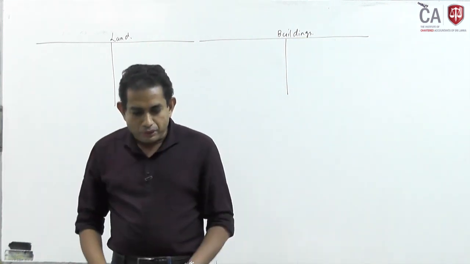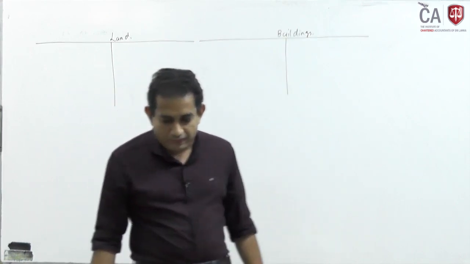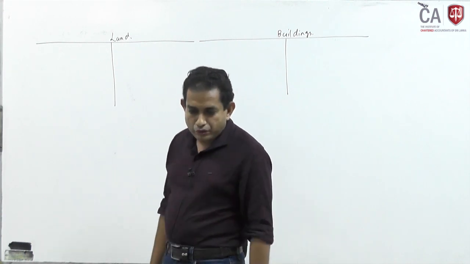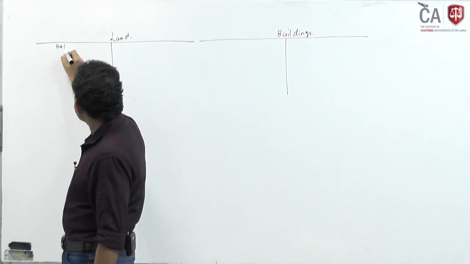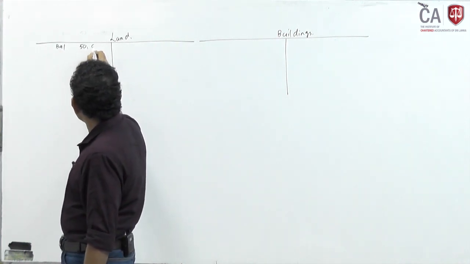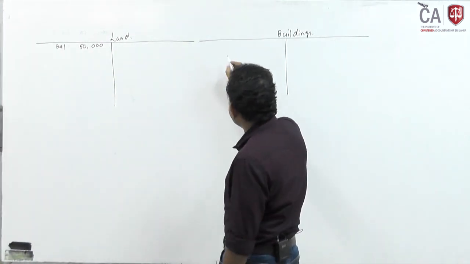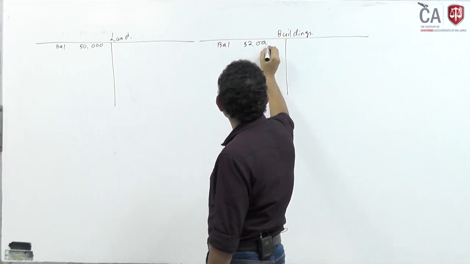Let me start from the cost, from the last line of the fair valuations given. Cost of the property 102 million, land 50 million, and the building has to be 52 million. Building should be 52 million.